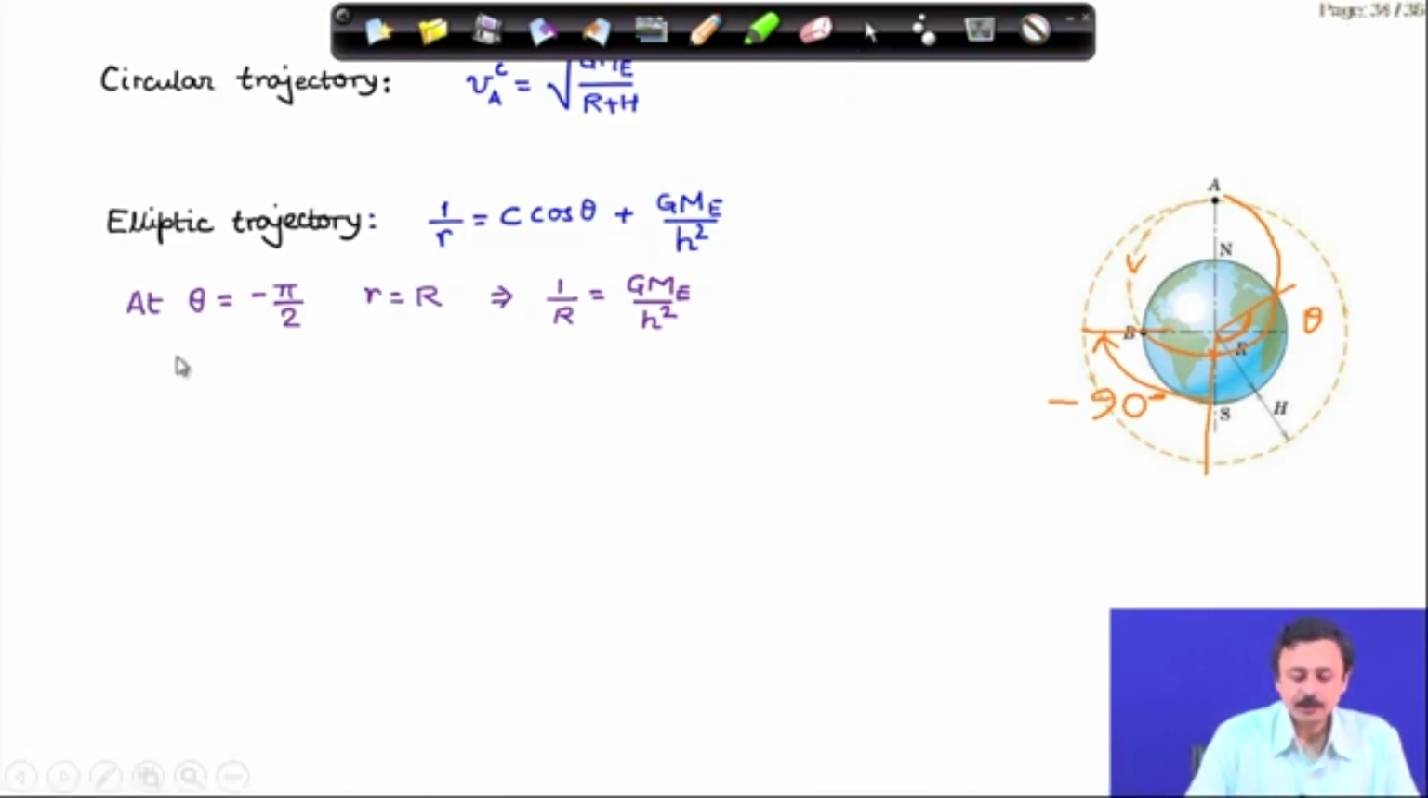Therefore, at theta equal to minus pi by 2, the radial coordinate of the satellite on this hypothetical elliptic path, of which it will traverse only a part, of course, must be the radius of the earth. Just put theta as minus pi by 2 in the kinetic solution. Cos of minus pi by 2 is 0. Therefore, 1 over the radius of the earth must be GM, mass of the earth, by h square.